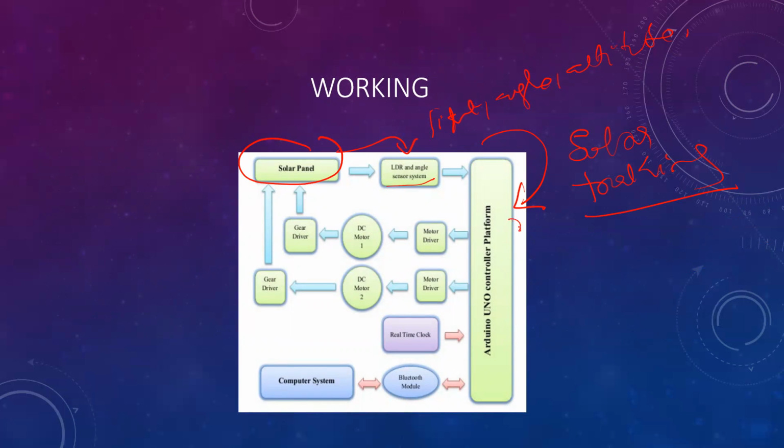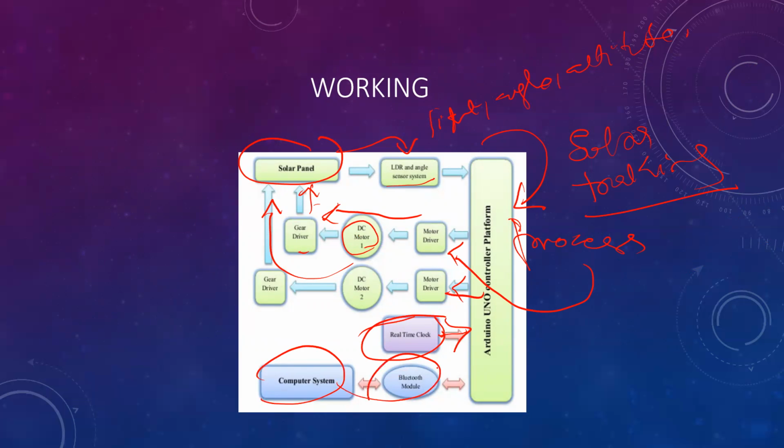This Arduino Uno processes the data and sends the output signal to the motors, which are connected to the gearbox and DC motors. They shift the location of the solar panel into the required position. A real-time clock is attached to this Arduino Uno, and the computer system is connected to a Bluetooth module, which is connected to the Arduino Uno, which drives the whole circuit or system.